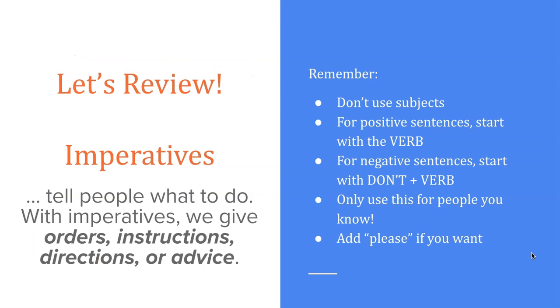Okay. So let's review. Imperatives. Imperatives are sentences that tell people what to do. We give orders, instructions, directions, or advice. We don't use subjects. For positive sentences, we start with the verb. For negative sentences, we start with don't plus the verb. You can only use this for people you know, and if you want to sound nicer, you can add please or let's to your imperatives.